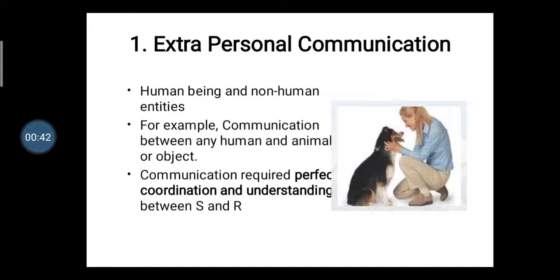What is the meaning of extrapersonal communication? Extrapersonal communication, in simple terms, is communication between a human being and non-human entities. For example, communication between a human and an animal or an object is called extrapersonal communication.